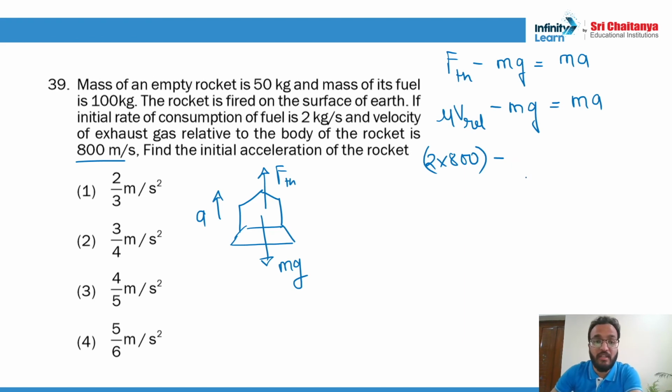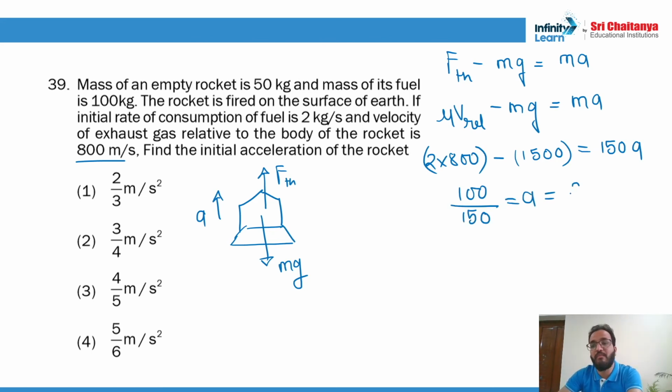Minus mg. M is how much? 50 plus 100, that is 150, right? 150 g. Okay, so it is 150 into A. So it will be how much? 1600 minus 1500, that is 100 upon 150 is equals to A, which will become 2 by 3 meter per second square. Got it? Yes, yes, yes.